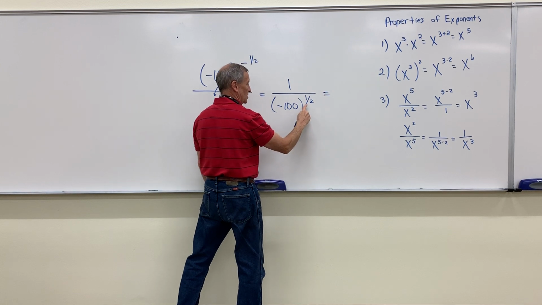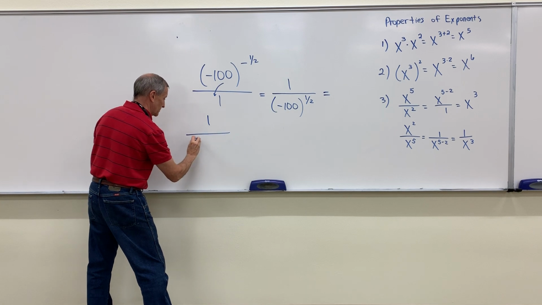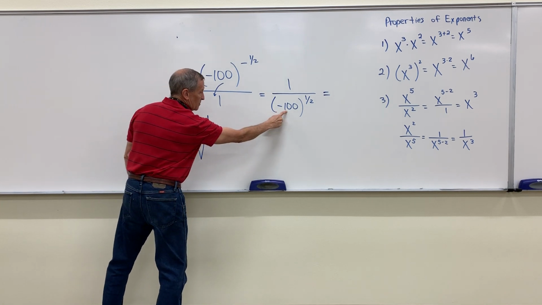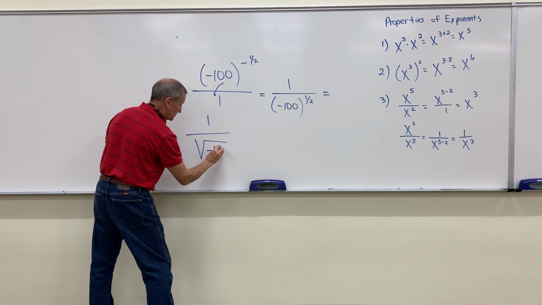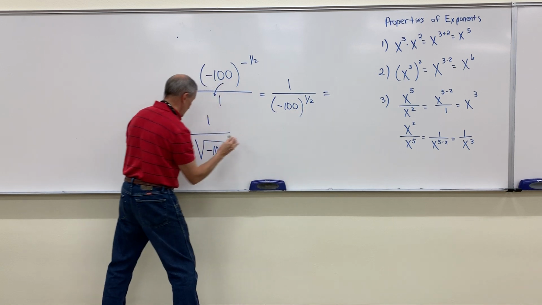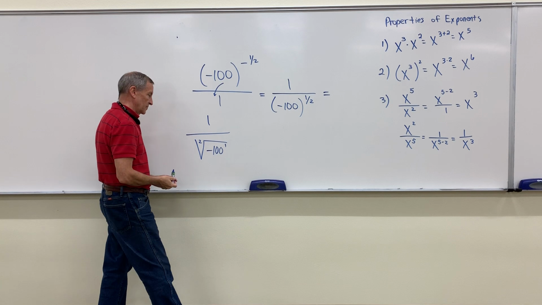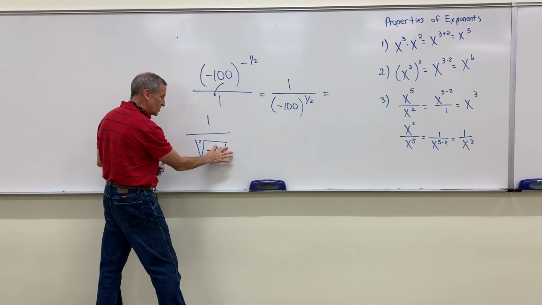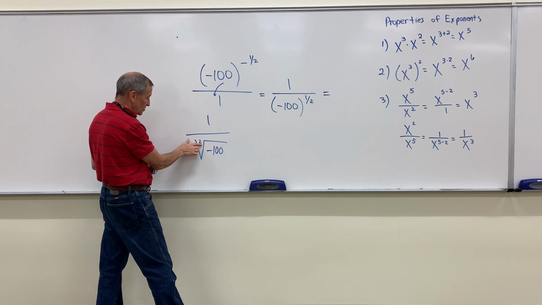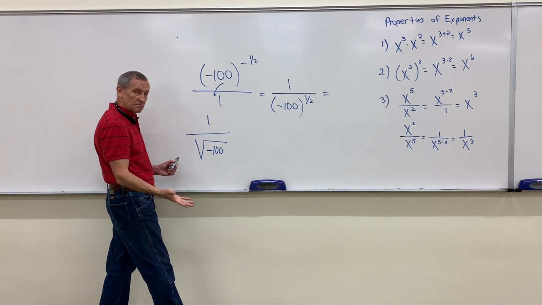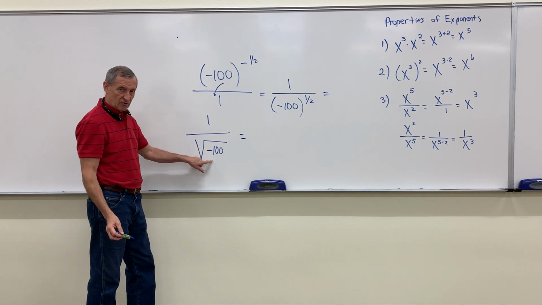Now I'm able to change a fractional exponent to a radical expression. Let's do that. The base, negative 100, goes in my radical. The denominator is my index. The numerator is my exponent. Now I don't need an exponent of 1, that's redundant, so I don't have to put that. And likewise, if you have a square root, I don't need to put the 2 there for the index, that's redundant also. So basically what I'm looking for is square root of negative 100.